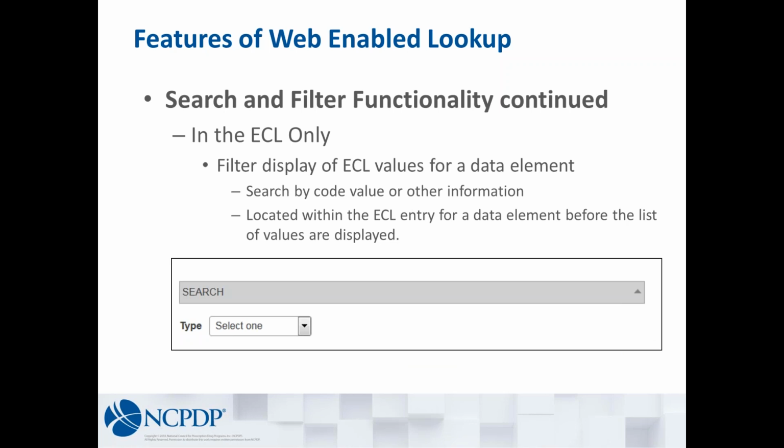Also in the ECL, within a data element, you have the option to filter the display of the ECL values. This is quite helpful when there's a very long, large list of ECL values. This search function is located right above the list of values. Again, you can search by the code value, the field number, part of the value description, or even part of the value limits.